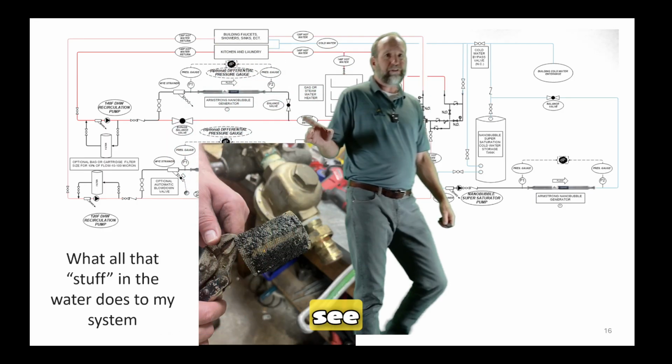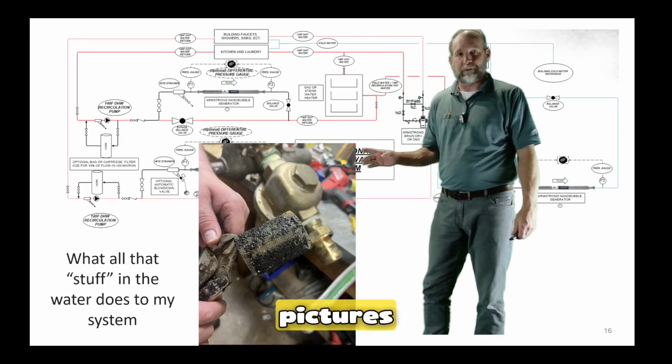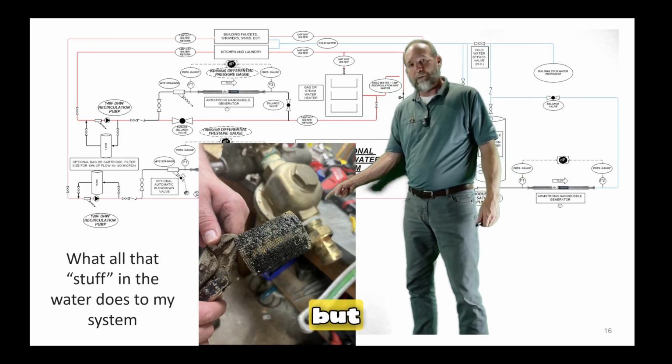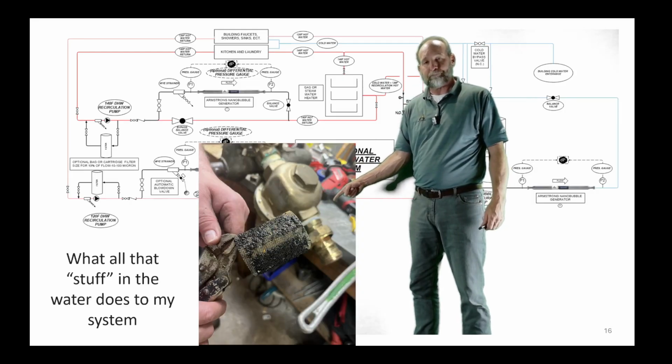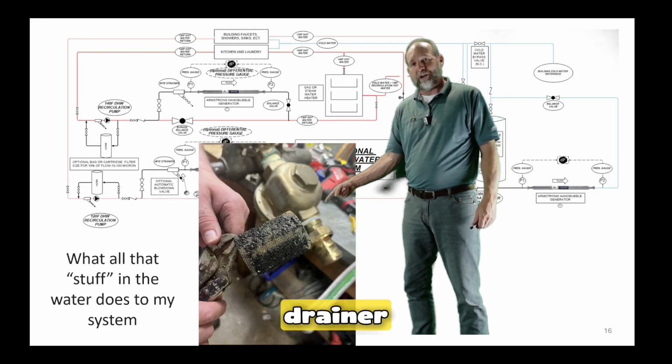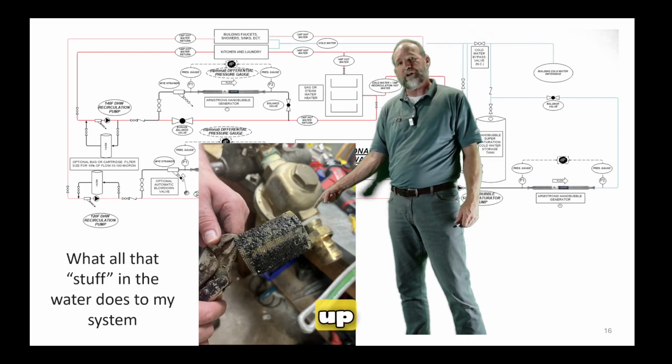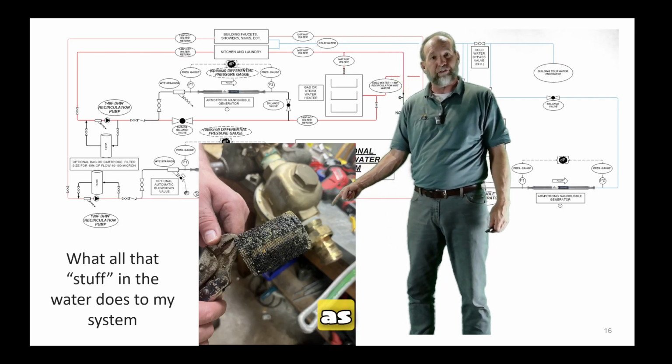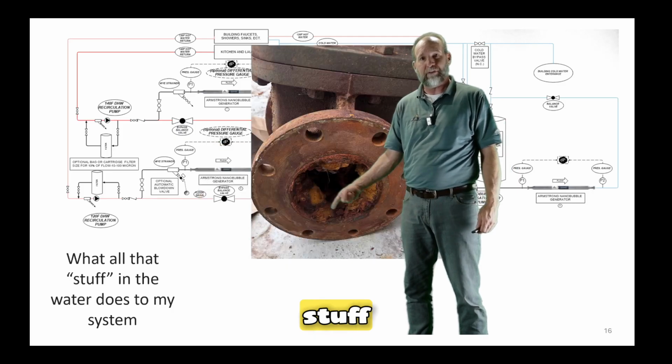Other things that we see, and trust me, my phone is full of these kinds of pictures, and I'm sure yours probably is too, but what you're looking at there is a Y strainer basket, and it's got some sort of buildup, probably biologic buildup, as well as some scale buildup, goopy stuff, right?